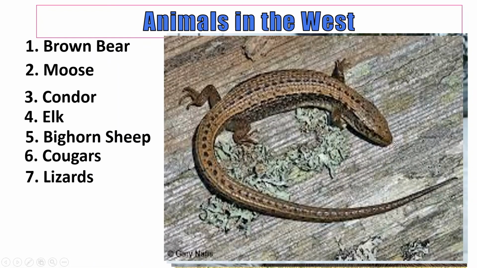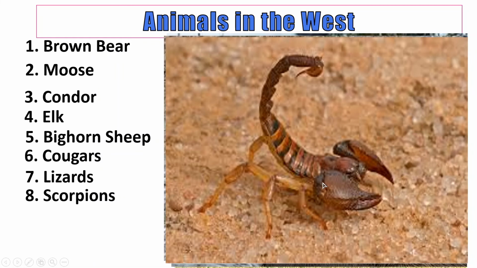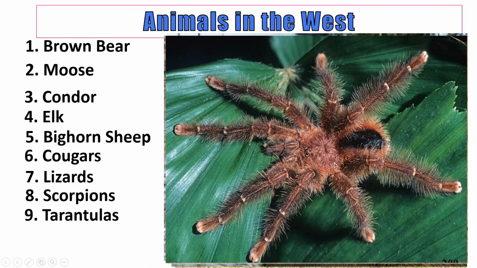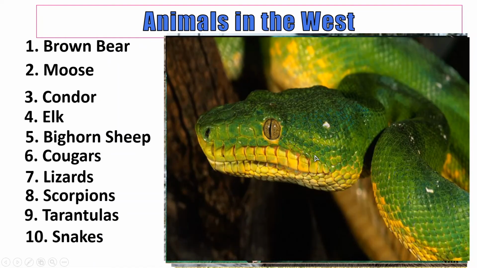Number 7, we have also lizards. A lot of lizards in the West. We have scorpions, some poisonous, and some are kept as pets. I don't know why. Number 9, tarantulas. These are very big, hairy spiders. And number 10, they have a lot of species of snakes in the West. Okay, so these are the animals in the West. So I have 1 to 10.